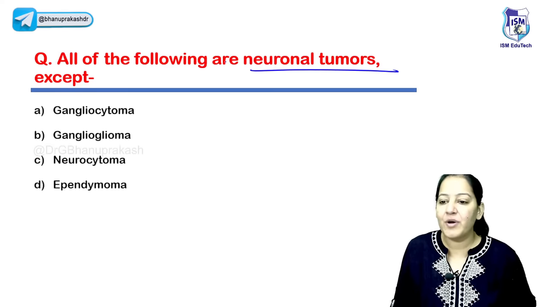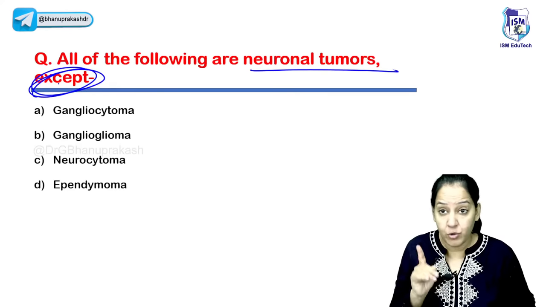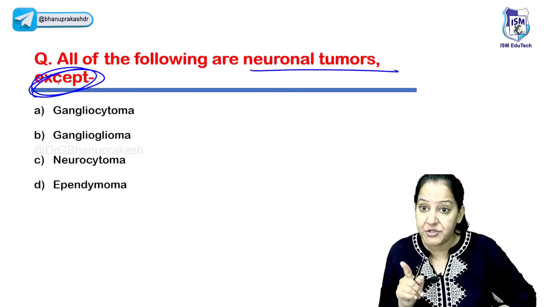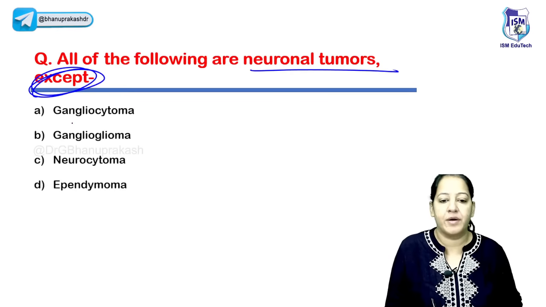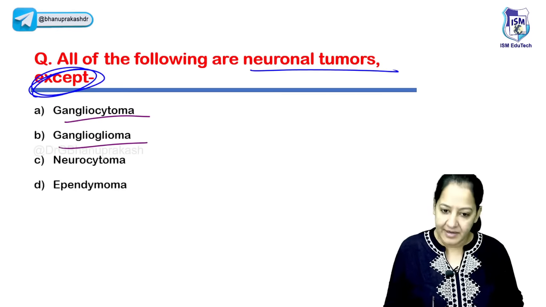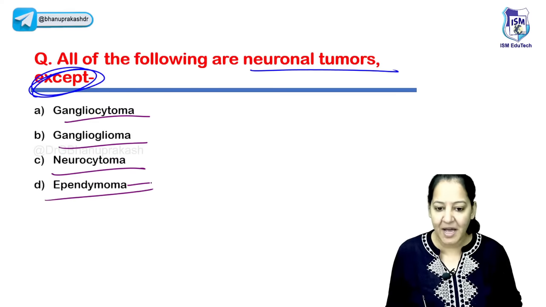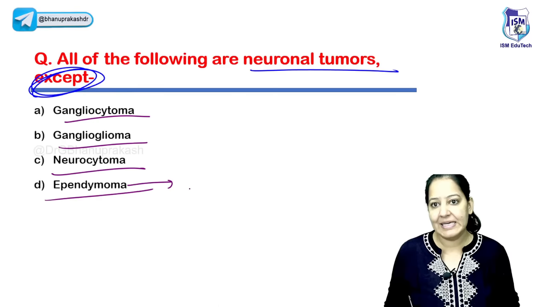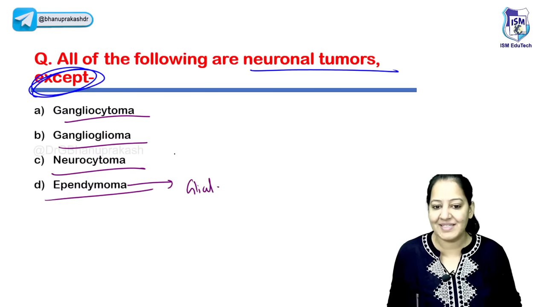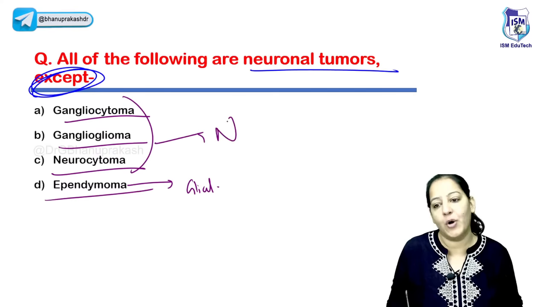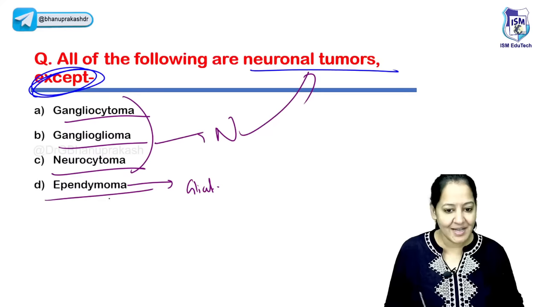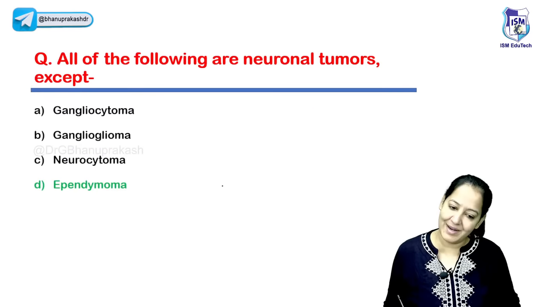All of the following are neuronal tumors except, which is, you know the classification, I told you the classification of the tumor. Which of the following is not a neuronal tumor? Gangliocytoma, ganglioneuroma, neurocytoma, and ependymoma. Common sense, ependymoma is a tumor of ependymal cells, that is glial cell, supporting cell. These all are the tumors of the neurons, that is neuronal. But this is a glial tumor. So correct answer is D.